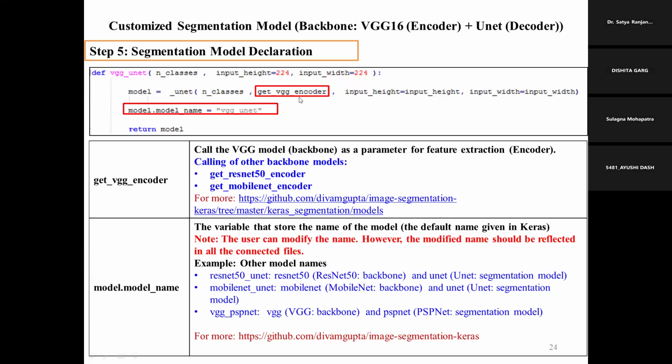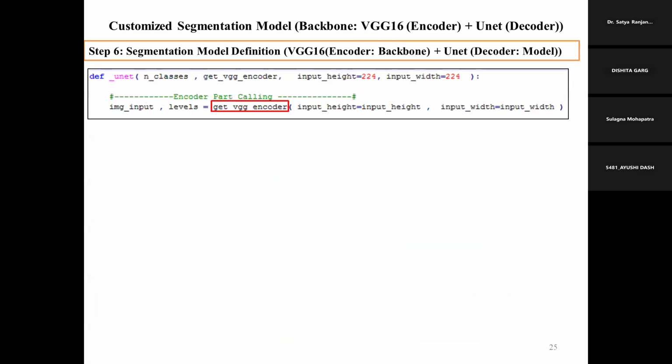The next one is the get VGG encoder. Get VGG encoder means you will extract those features using the VGG, which acts as the encoder. If you don't want to use VGG, you can call get ResNet 50 encoder, get MobileNet encoder. In this GitHub, you can get all the model names from there.